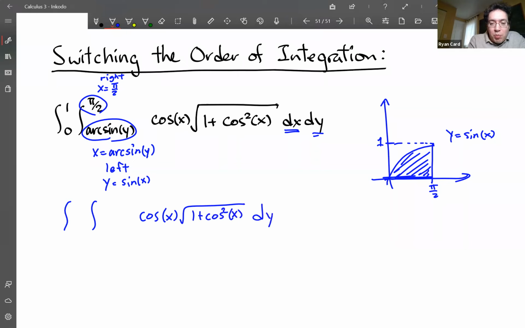We're going to integrate with respect to y first, then the x. So if we're integrating with respect to y first, we're going to go from the bottom curve to top curve. The bottom, the x-axis, is y equals 0, and the top curve is equal to sine of x. So 0 to sine of x. And the leftmost x value is 0, and the rightmost x value is pi over 2.